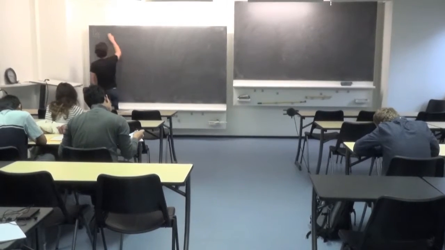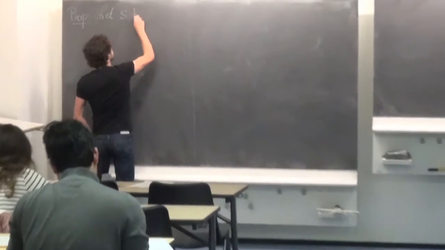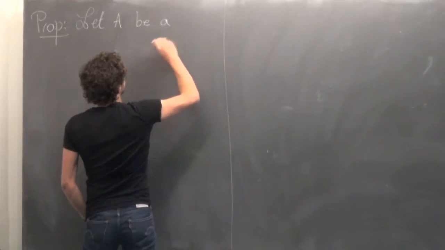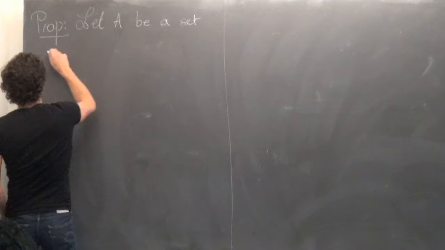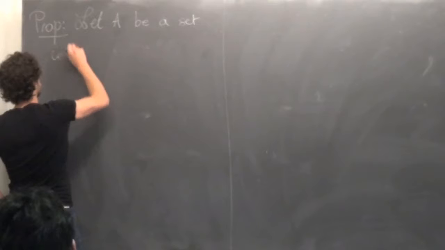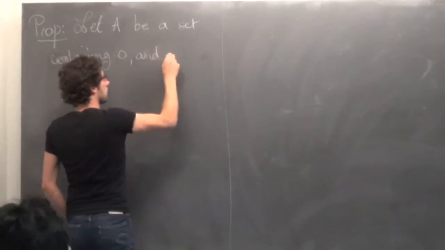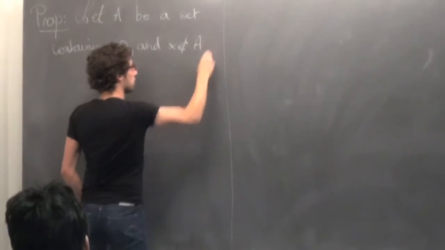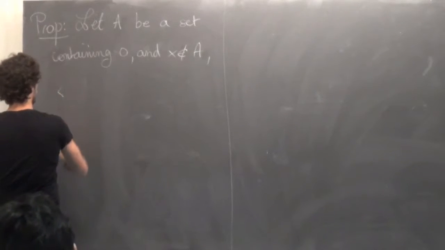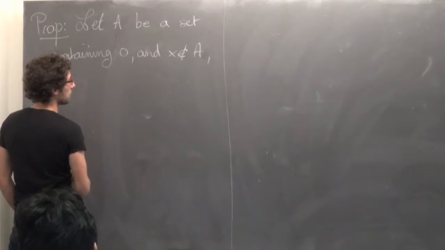So imagine, let A be a set containing 0. And let's take x not in A. Then I'm going to have, so what is going to be the simplest way of writing it?